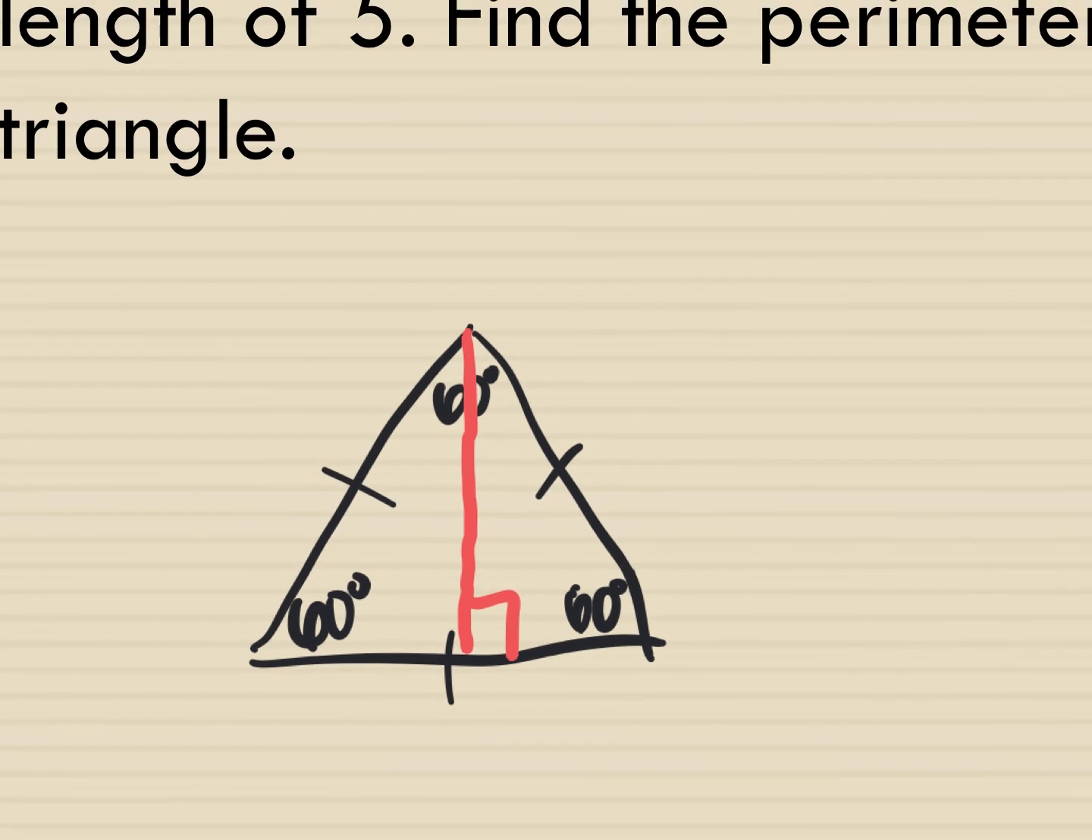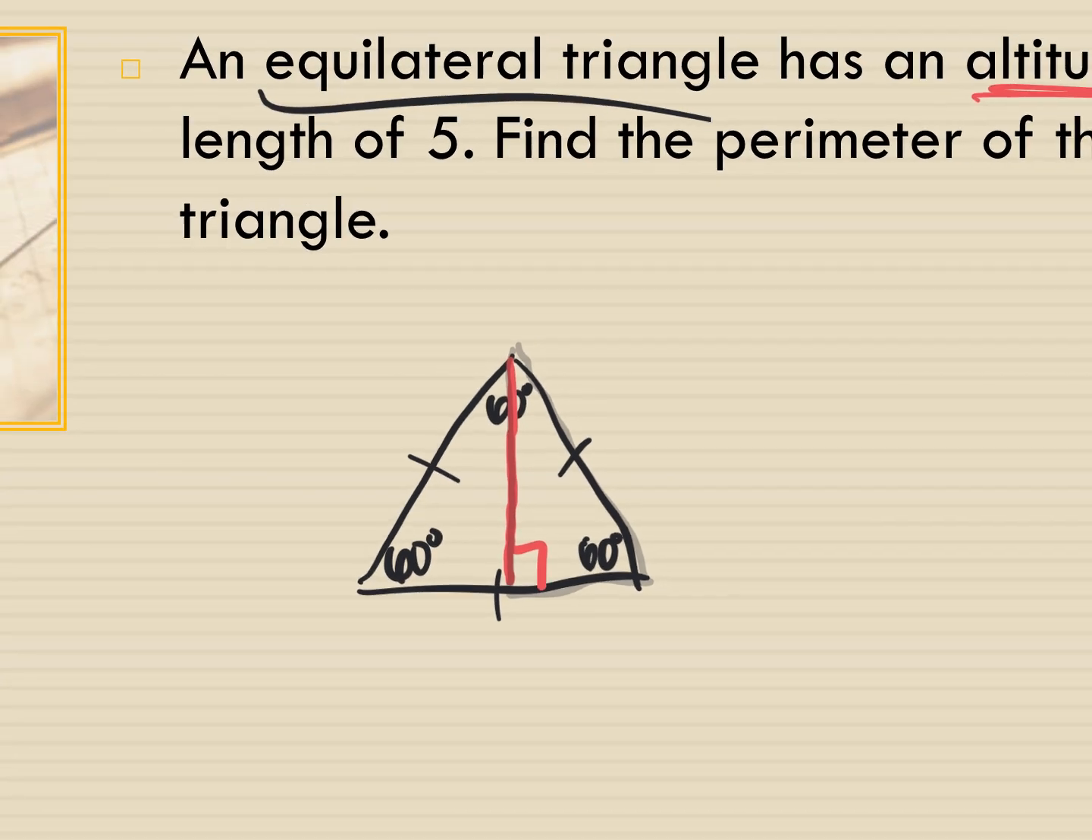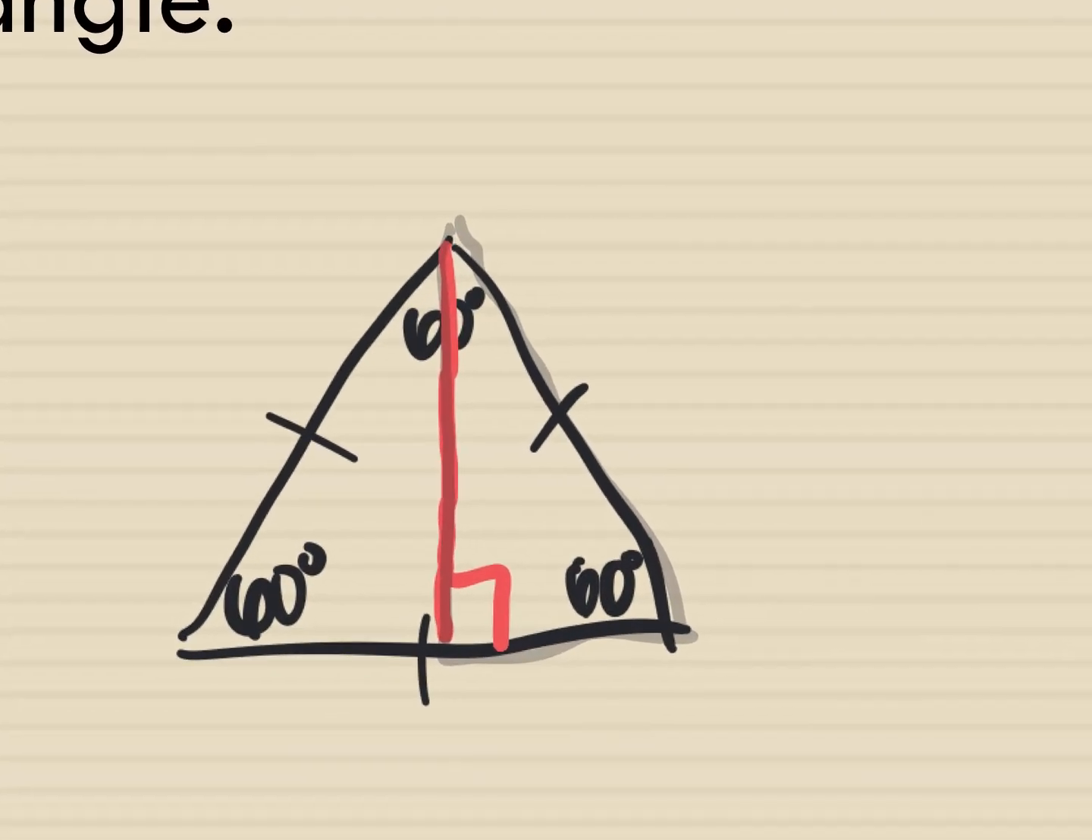Focus on one of them. It doesn't matter which one you pick. I'm going to focus on this one on the right. And it told me the altitude was how long? 5 units. So now you guys agreed this is a 30, 60, 90, correct? But it gave me the side that's opposite the 60. So this is my 30-degree angle, and this is my 90, correct?